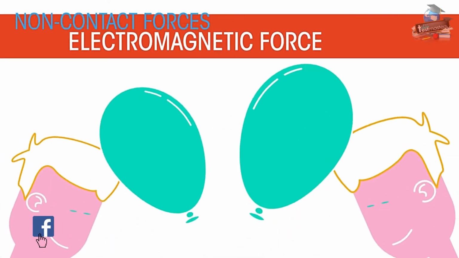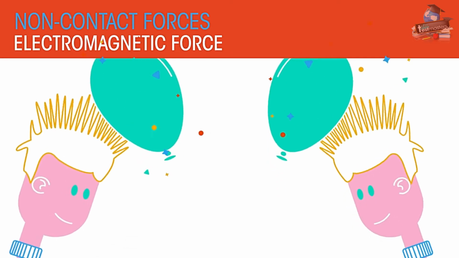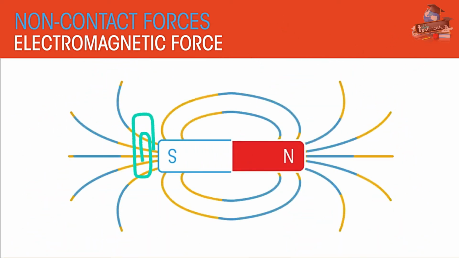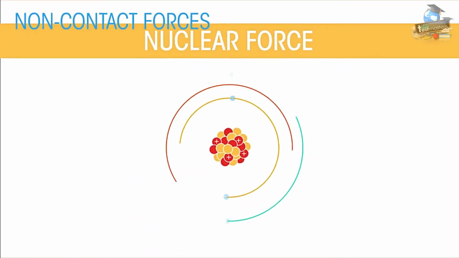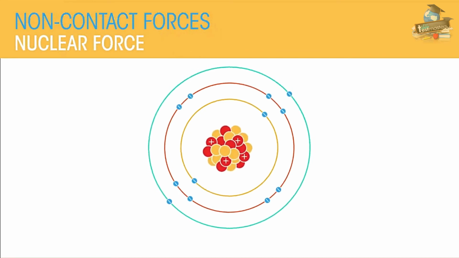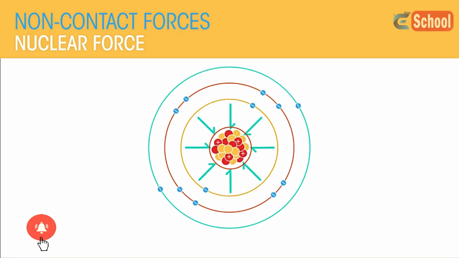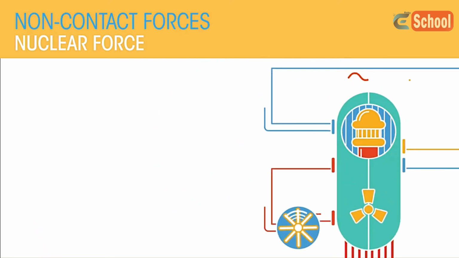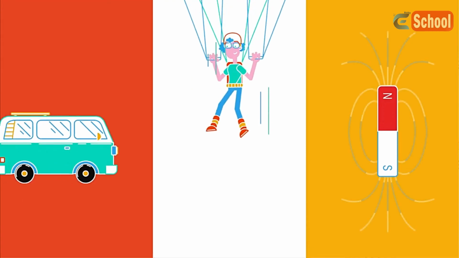Electromagnetic forces are forces that act between charged objects. For example, when you charge a balloon by rubbing it against your head and your hair is attracted to the balloon, or the forces between a magnet and a magnetic object. Nuclear forces are the strongest forces in nature. They hold the protons and neutrons together in a nucleus. In fact, because nuclear forces are so strong, nuclear reactors produce about 1 million times more energy per kilogram of fuel compared to oil or coal.